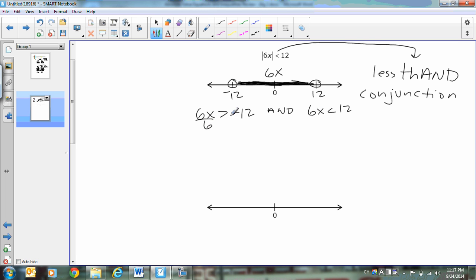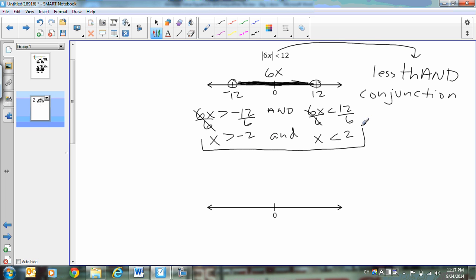Okay, now solving these two inequalities, we'll take one step each. We'll divide both sides by 6. I'm dividing by a positive, so that has no effect on the inequality sign. So x is greater than negative 2, and at the same time, when we divide both sides by 6 in our other inequality, we see that x is less than positive 2. All right, join those two statements with the word and. Let's draw a box around that because that's our solution set. All the numbers that are at the same time bigger than negative 2 and less than positive 2. So we've written our solution set as a conjunction.